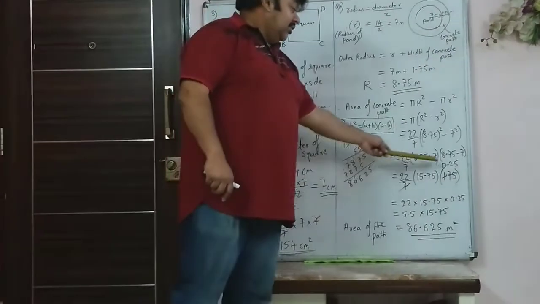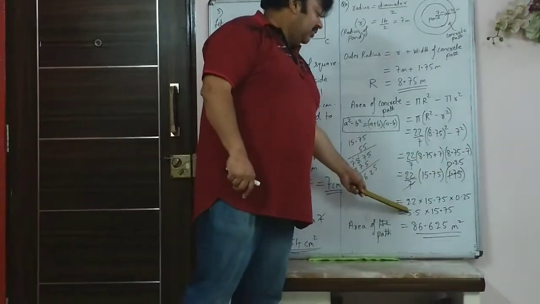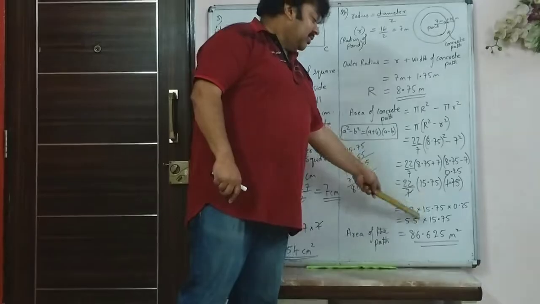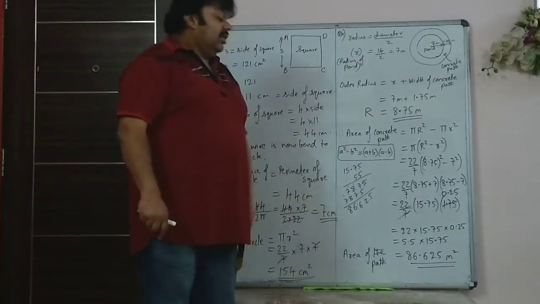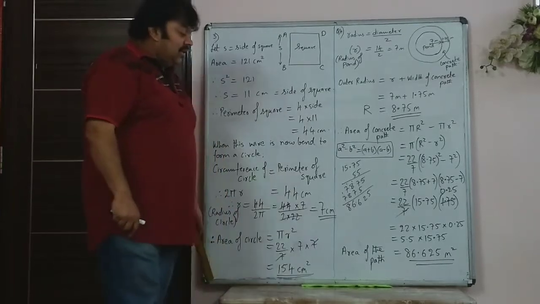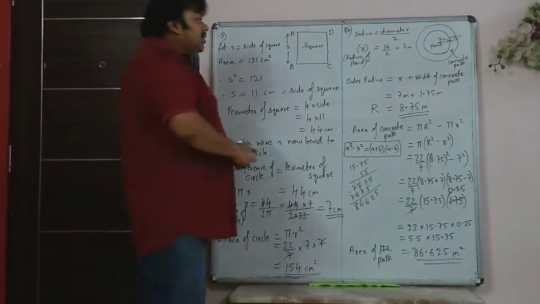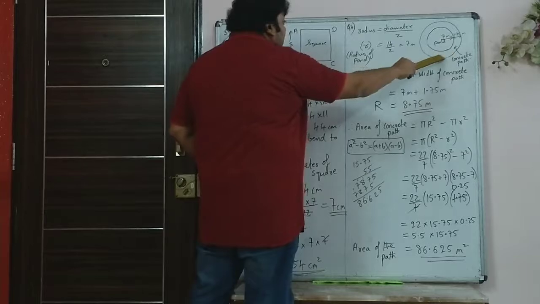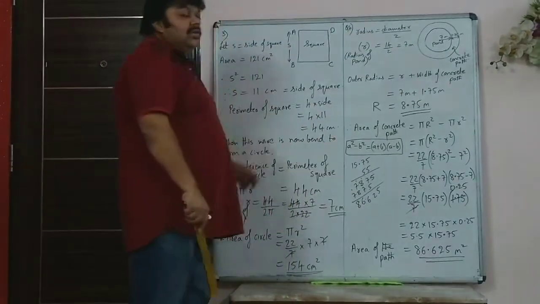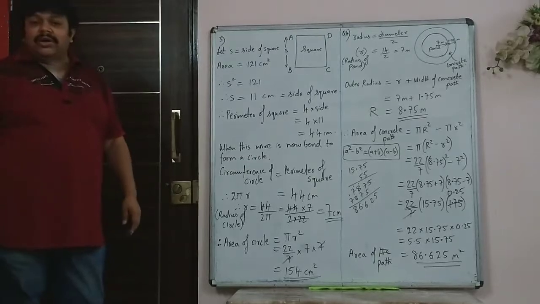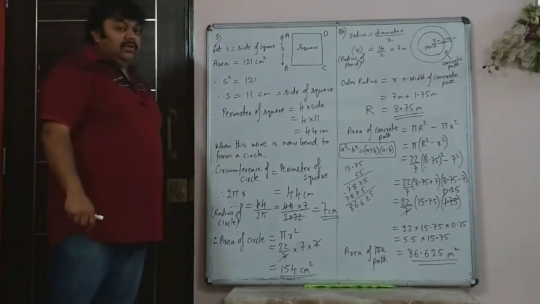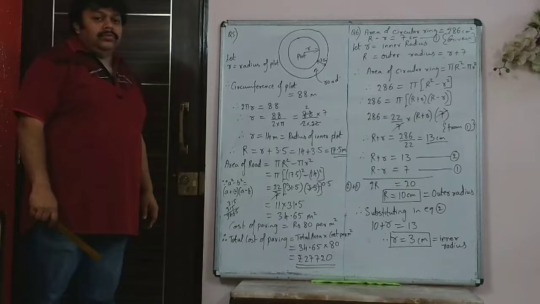Then I have written 22 into 0.25 is 5.5. So 5.5 into 15.75, the calculation is done here. It is 86.625 meters squared. That is the area of this concrete path, outer area minus inner area. So copy these sums. These are very basic sums. The circle part is the simplest part of the three. So copy this in your notebooks.